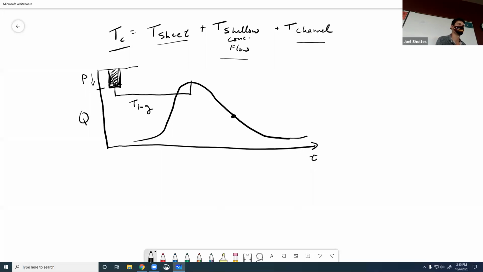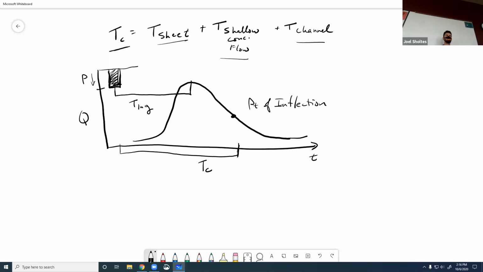And then if we look at the point of inflection on a hydrograph where we go from convex to concave, this isn't a perfect drawing here, but we have some point of inflection where that curve changes. That is going to be our time of concentration between that rainfall event and that point of inflection. This is kind of some theoretical thing, right?